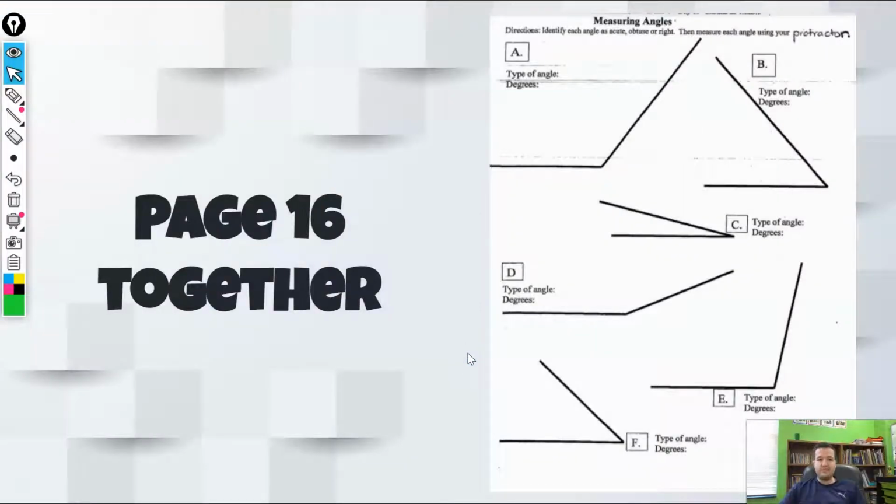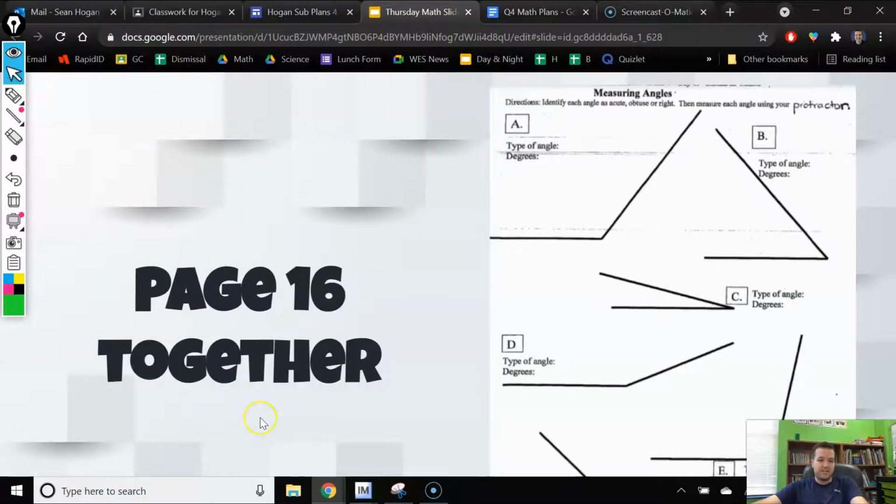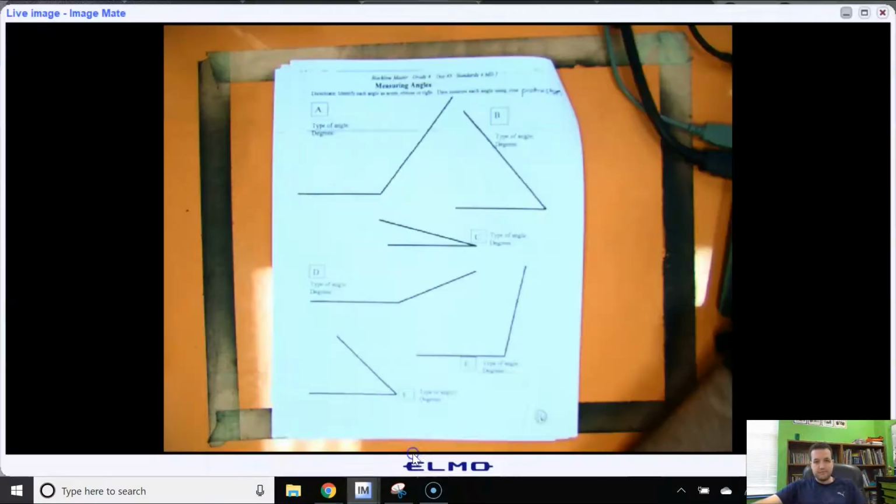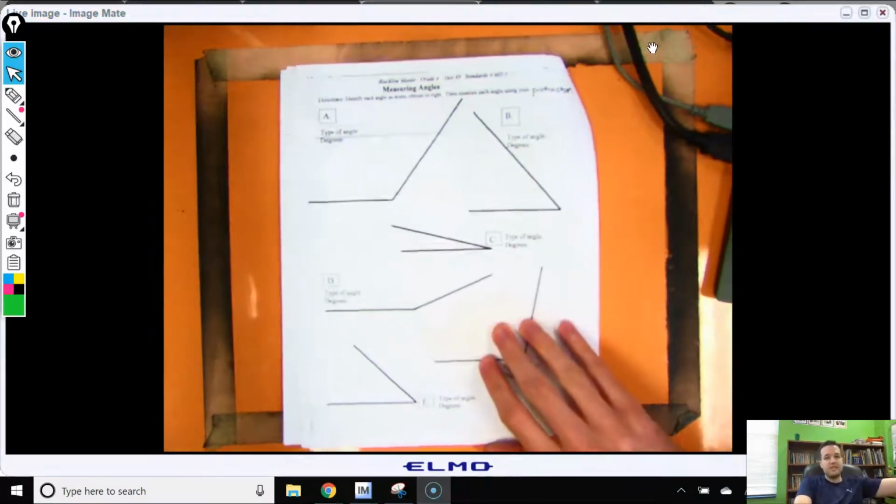All right, last thing that we're going to do together is page 16. Page 16 is where you're going to need that protractor, like I said at the beginning of class. So I'm going to be pulling on my Elmo here because I cannot put a protractor on top of this piece of paper digitally. It's a pain in the neck. So I'm going to pull up my Elmo here. I want you to turn to page 16 as I'm doing so. Zoom in nice and close.